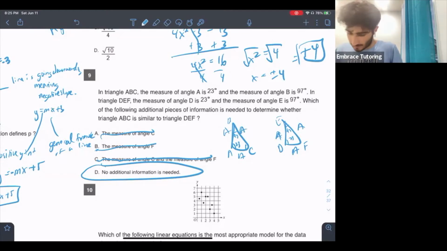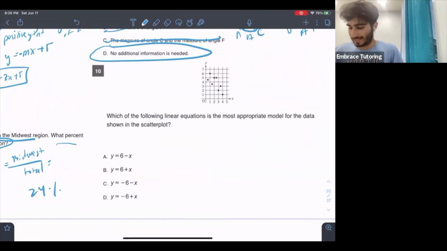So you can just realize that for this triangle, most of the time when the SAT puts "no additional information is needed," it's usually never the correct answer. But sometimes there are scenarios where no additional information is actually needed, and this is the case for that. So you have to keep that in mind and realize that for this type of question, you don't need another angle because you can calculate it by yourself, and you can follow one of the theorems to show the similarity between two triangles. Question 10.